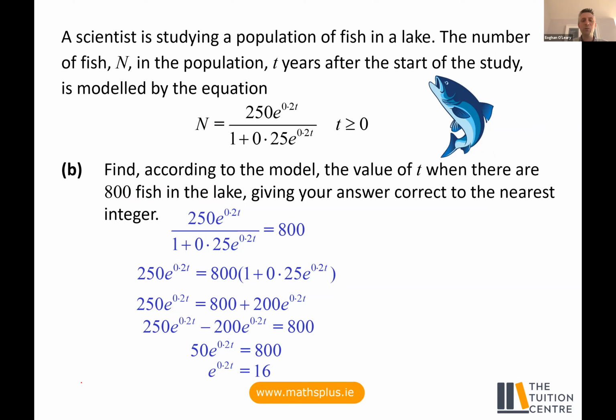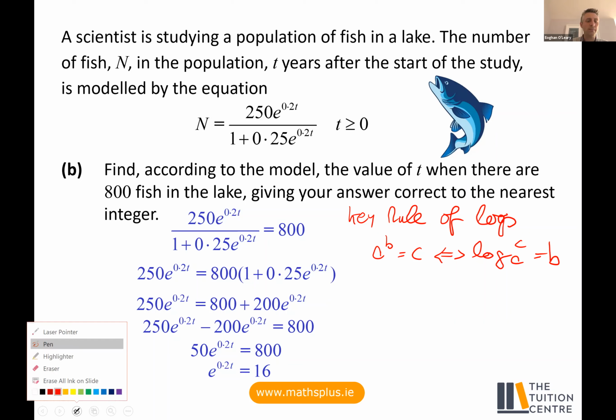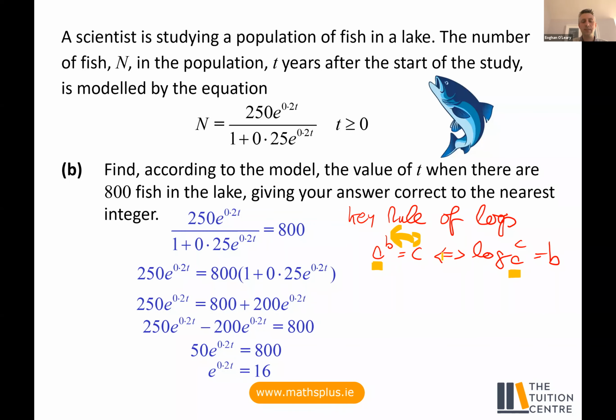Okay, so I'm going to do it in 2 different ways. I like to use what I call the key rule of logs as much as I can. And what that is is this: if a to the power of b is equal to c, that implies the log of c to the base a equals b. And the implication actually works both ways. You could start with the logs and go to the indices, or the other way around. And what I always say is, when going from indices to logs, the base remains the base. The other 2 switch places.